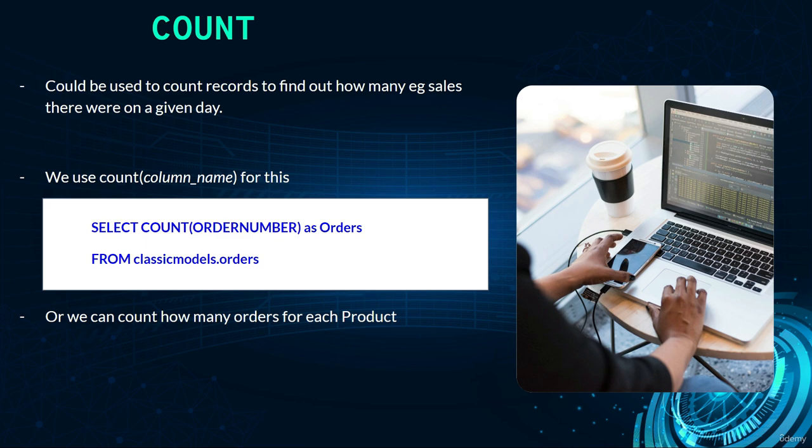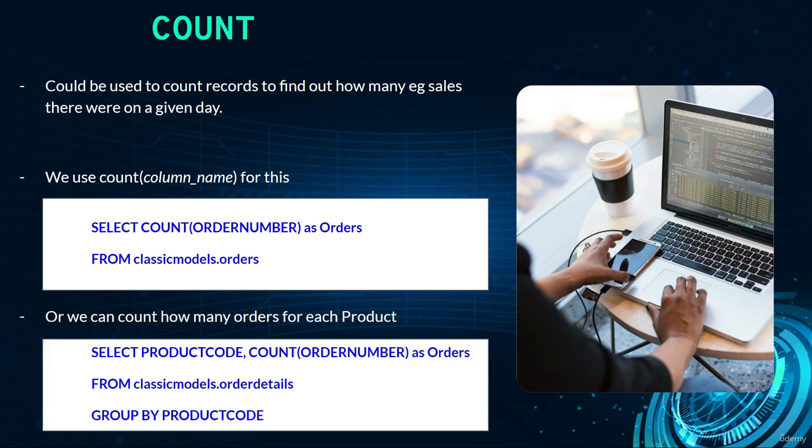This could be used, for example, to count how many sales there are for each day. For this we use count and enter the column we want to count in brackets. We would want to use a column which is unique to the row here for sales, so we will use order number. You can see with this example, it is very similar to the sales query in the previous video. So this query would just return how many orders there were in total.